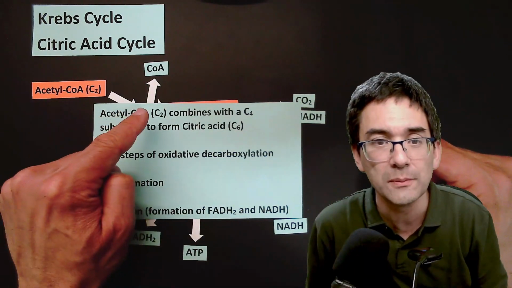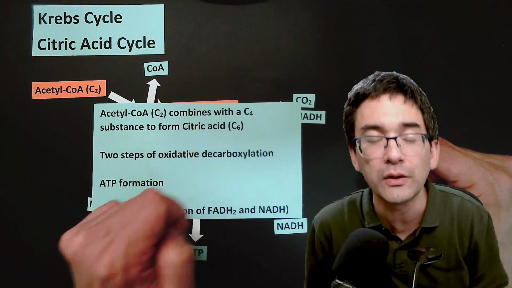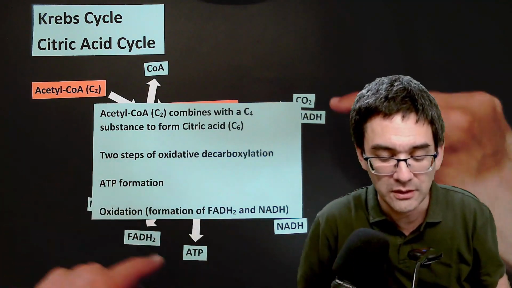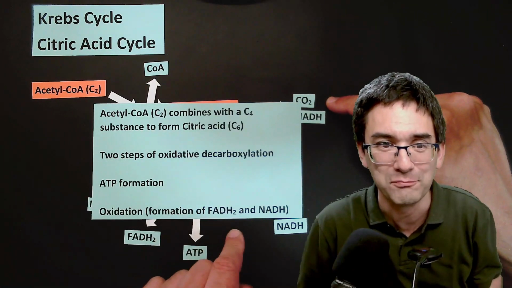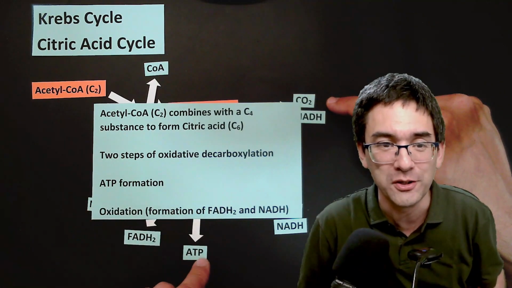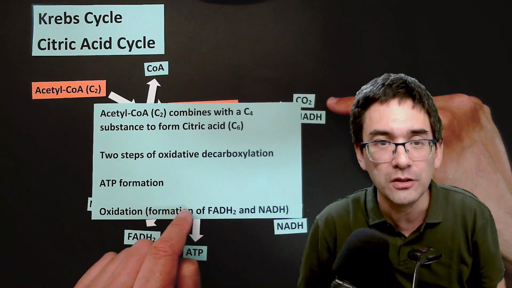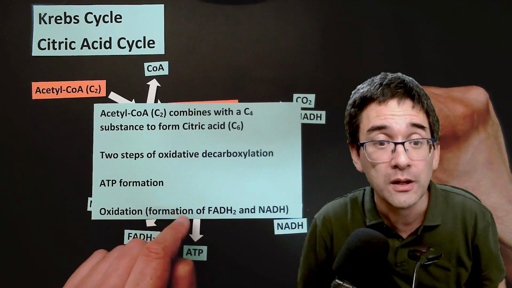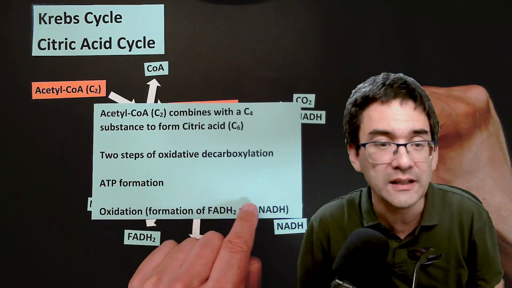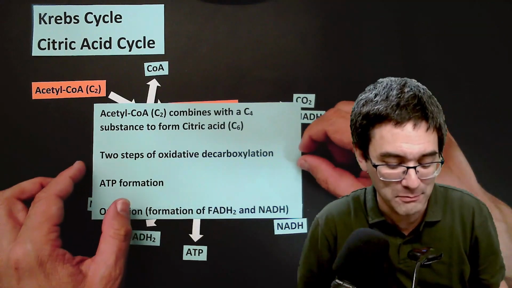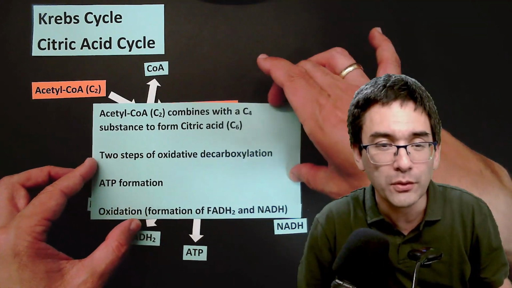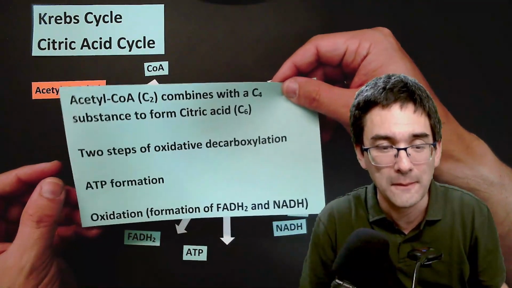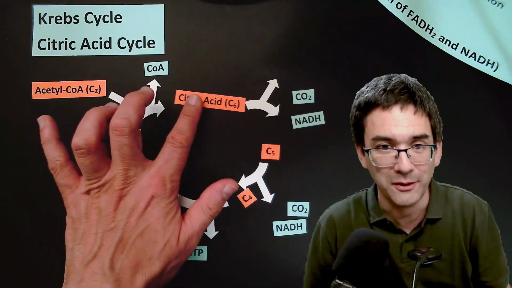Acetyl-CoA, a C2 substance, combines with a C4 substance to form citric acid. First step. 2 steps of oxidative decarboxylation, here and here, now covered up by the piece of paper. ATP formation down here. And again, oxidation, just a pure oxidation without decarboxylation. Pure oxidation by the formation of FADH2 over here and NADH, again covered behind the sheet of paper. And if you remember those 4 stages, then you're able to reconstruct the Krebs cycle. So, I messed it up now.